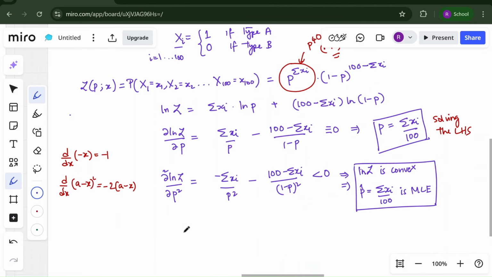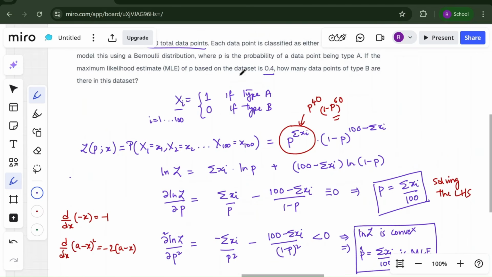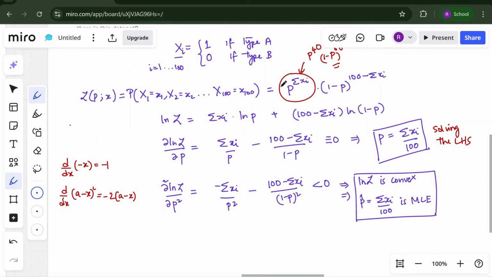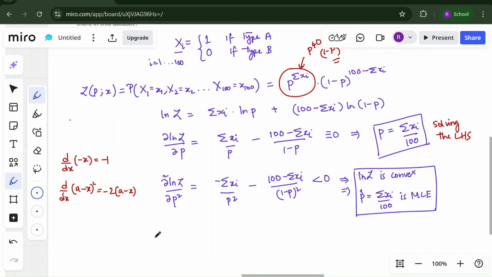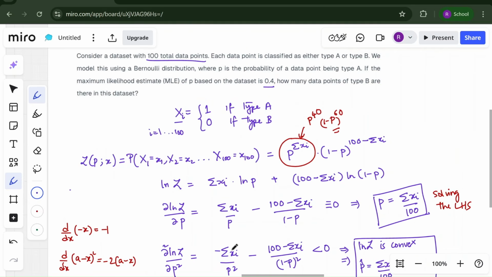Okay, first of all, it says that p hat MLE is equal to 0.4, right? In that case, summation xi should be what? It should be 40. So if p hat is 0.4, summation xi should be equal to 40, right? That means there are 40 people of type A. And they are asking how many data points of type B are there, so it should be equal to 60. Okay, straightforward, right?